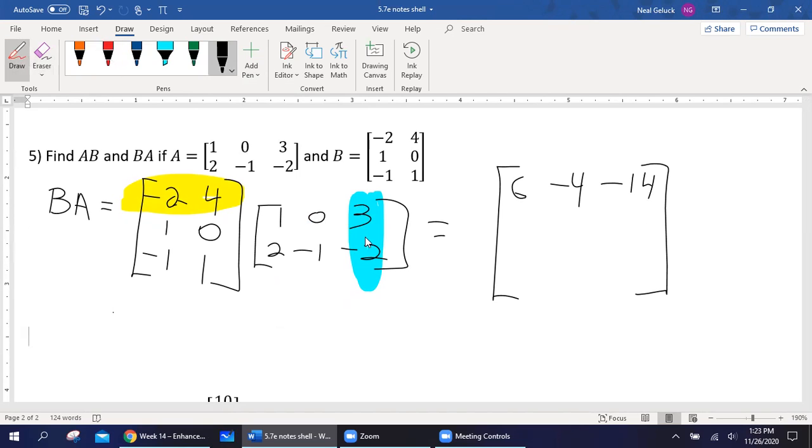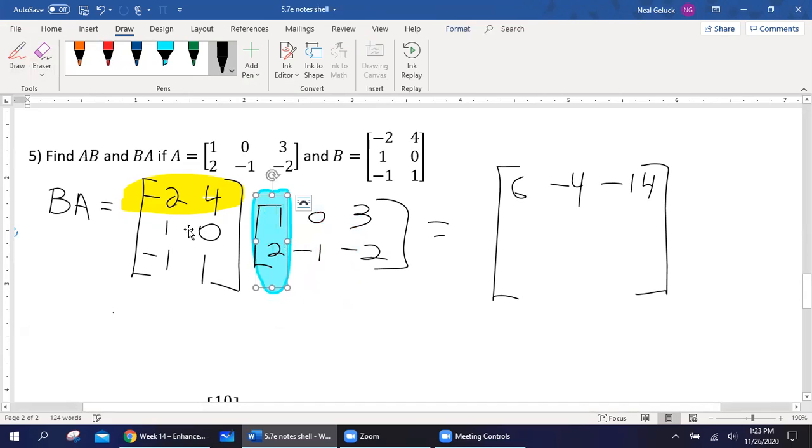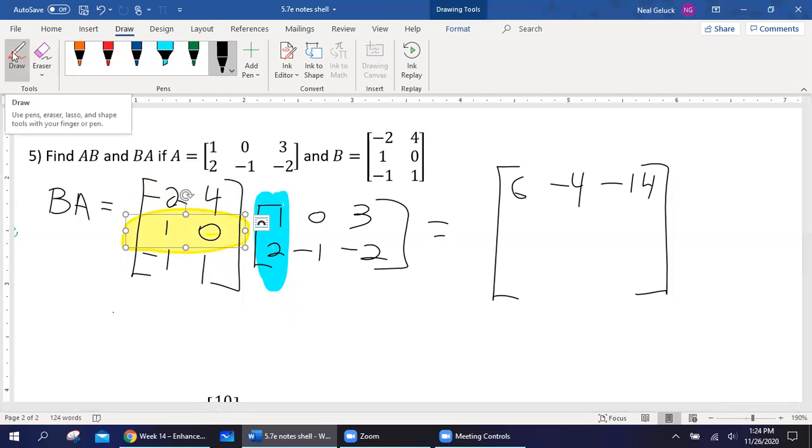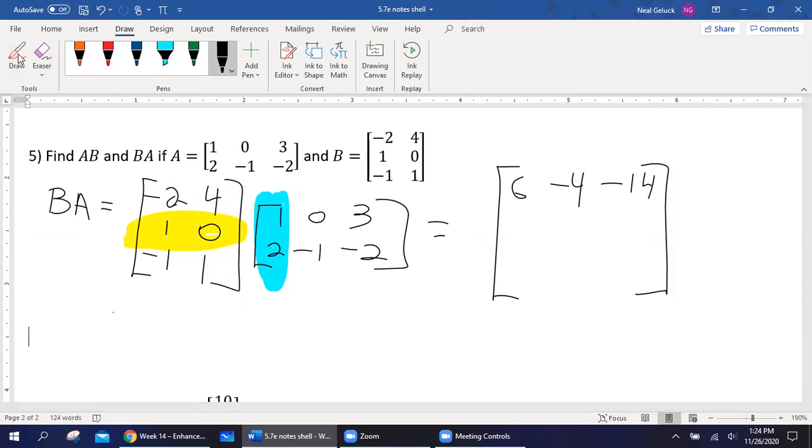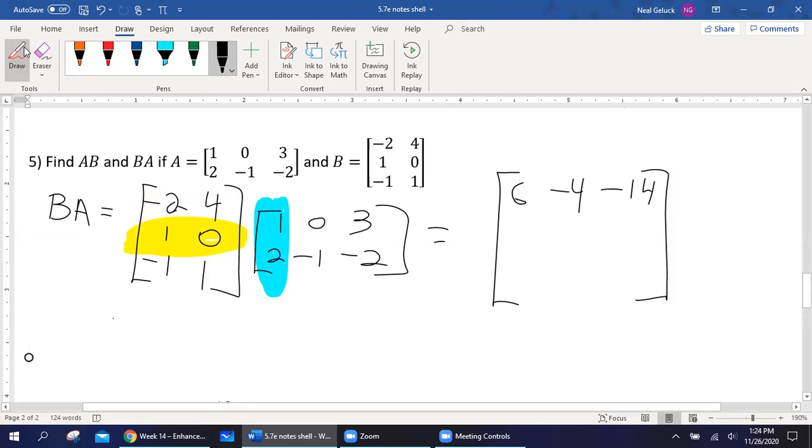Okay, you've exhausted all the columns. Reset the columns back to the beginning. Hop down to the next row and repeat. So this would give me 1 times 1, 0 times 2, 1.